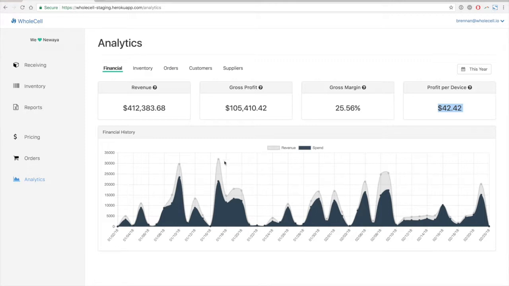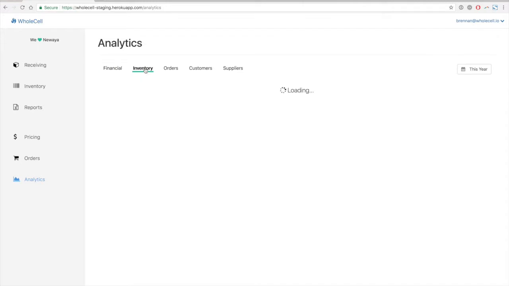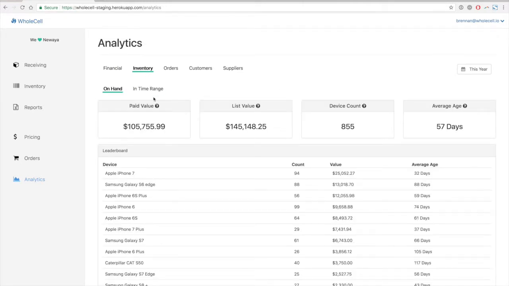We can see that over the last, we're looking at pretty much January 2nd, some sales data there, all the way to February 25th. And we can see on a day-to-day basis what our sales and costs for those sales were. So that's the financial snapshot. We can hop over to inventory, and we can see 2 different kinds of inventory. We can see our inventory that we have on hand and in a time range.